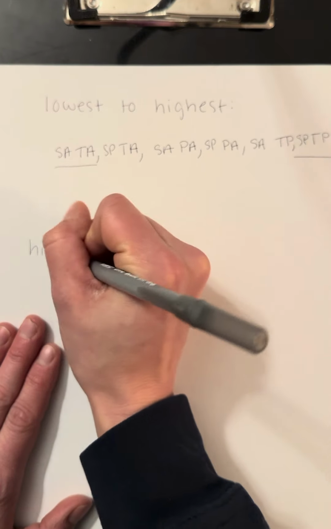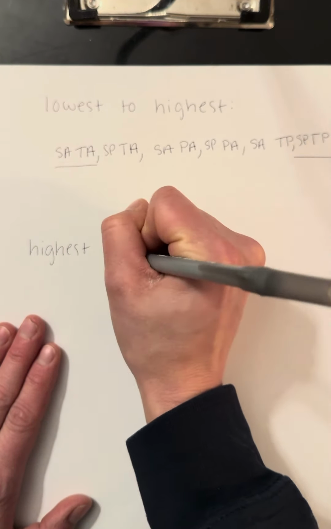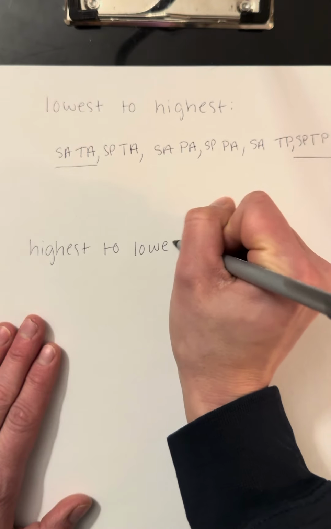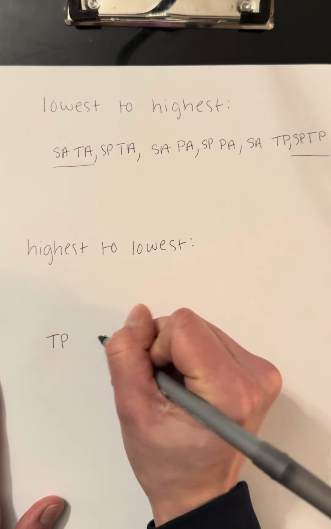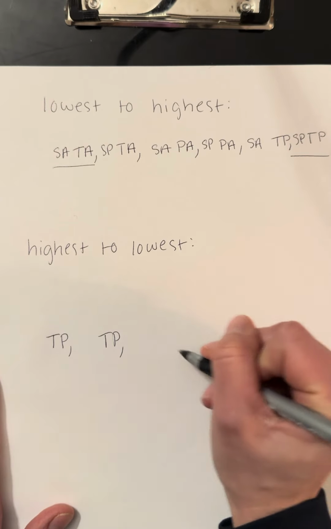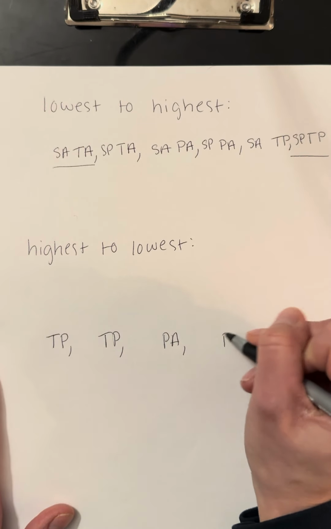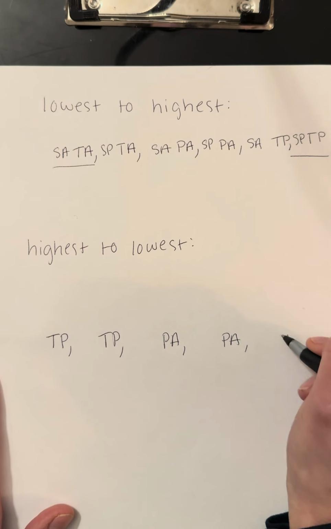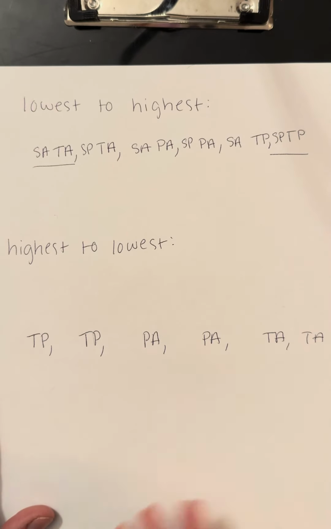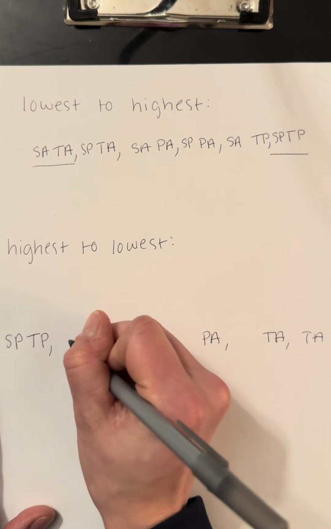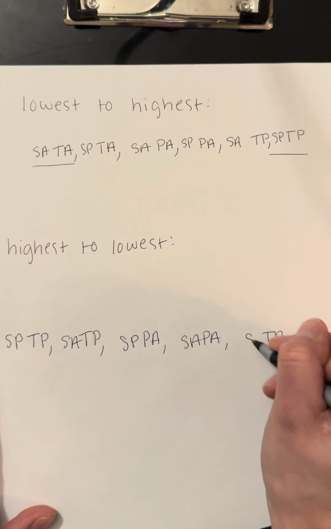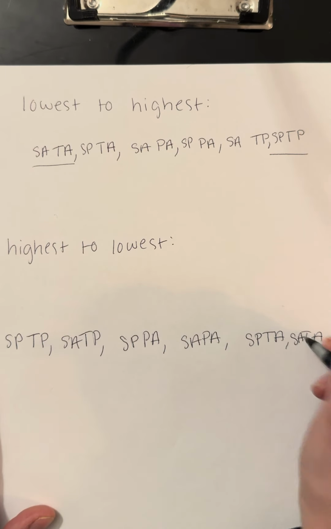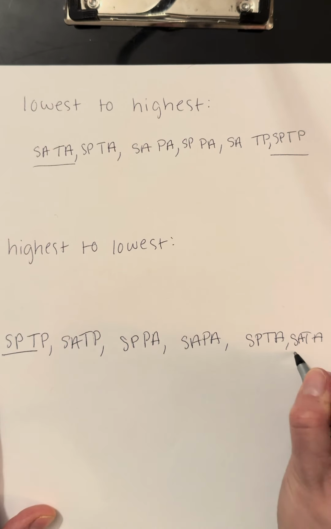And if you need it to go the other way, highest to lowest, you would simply sort them the other way. Temporal peaks are going to be high, pulse averages are going to be middle, and temporal averages are going to be lowest. And then you fill them in. Highest is going to be spatial peak, then spatial average, spatial peak, spatial average, spatial peak, spatial average. And you have your highest to your lowest.